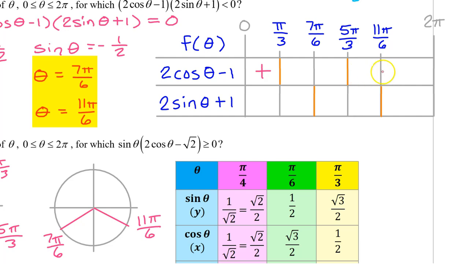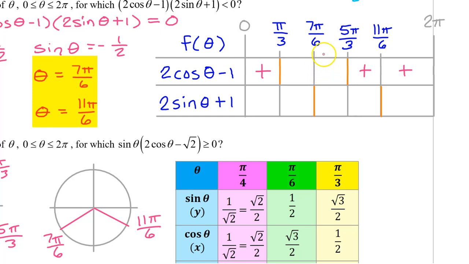Let's skip to the last interval because we can use 2 pi as a test value, and 2 pi is in the exact same position as 0 on the unit circle. So plugging in 2 pi will give you the same result as we got from plugging in 0. So this factor is positive in this interval. That's here and here. So we just need to check the middle interval now.